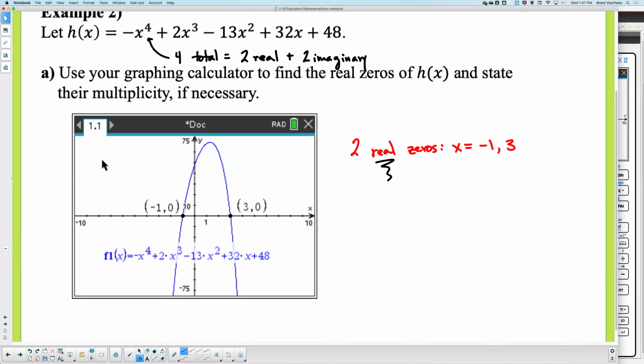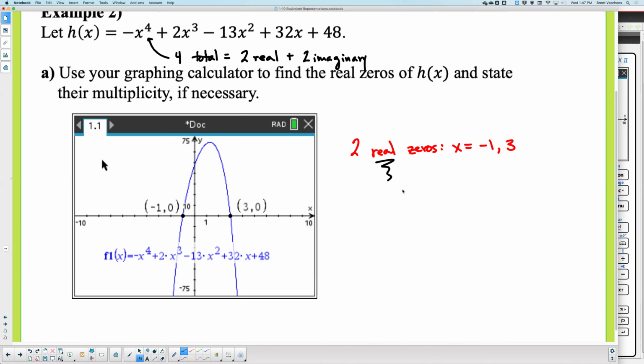Now, the problem with imaginary zeros is you can't get them from the calculator. At least I don't know how to make the calculator give them the values. I would not be surprised if there's a way. I just don't know how to do it. So I know there's 2 real zeros. So what we're going to do on the next slide is find these imaginary zeros.